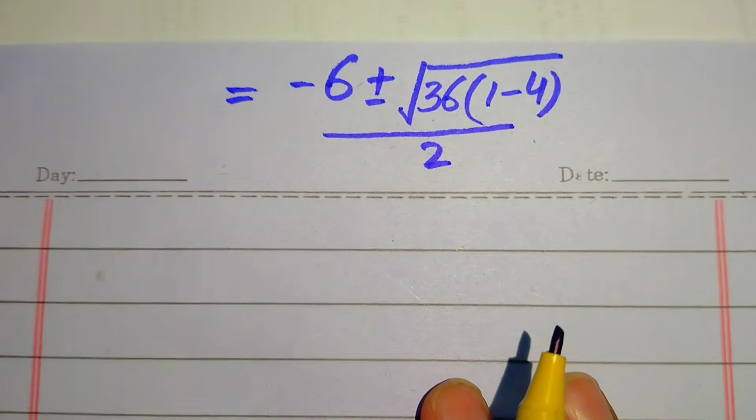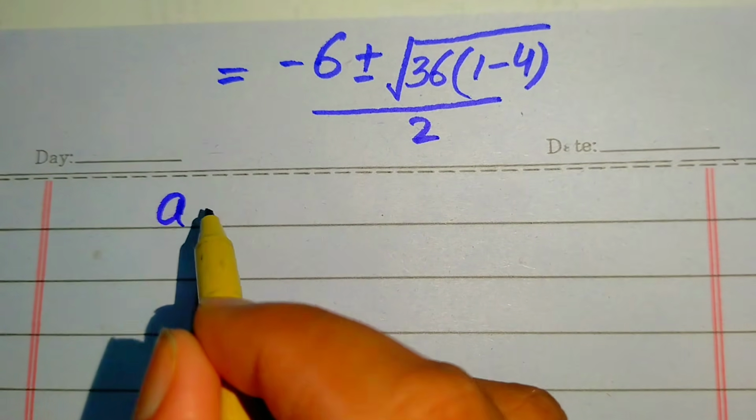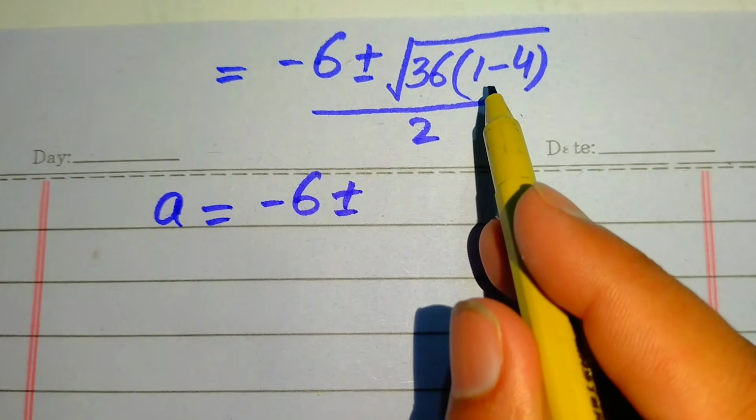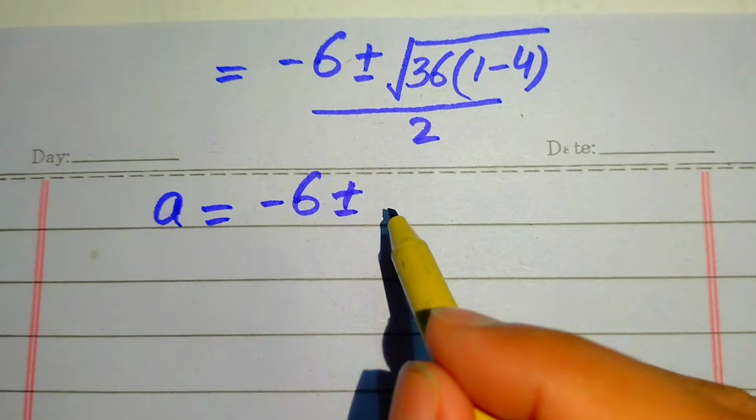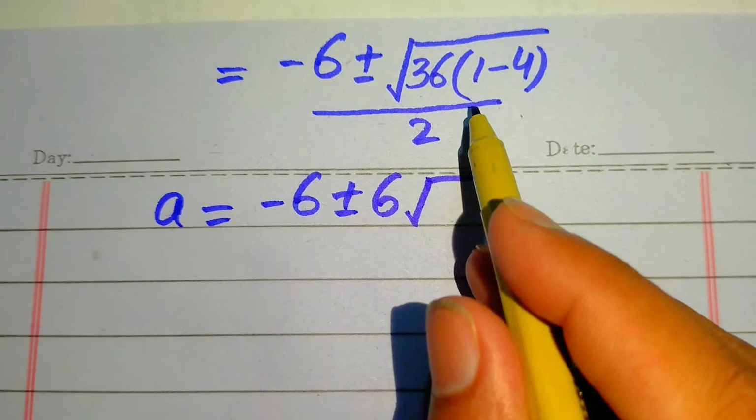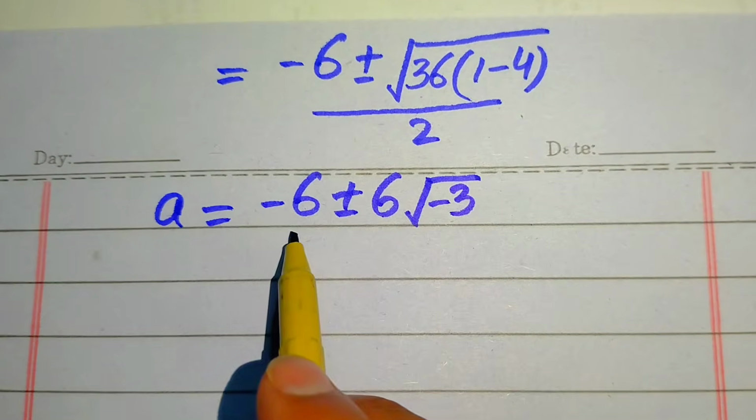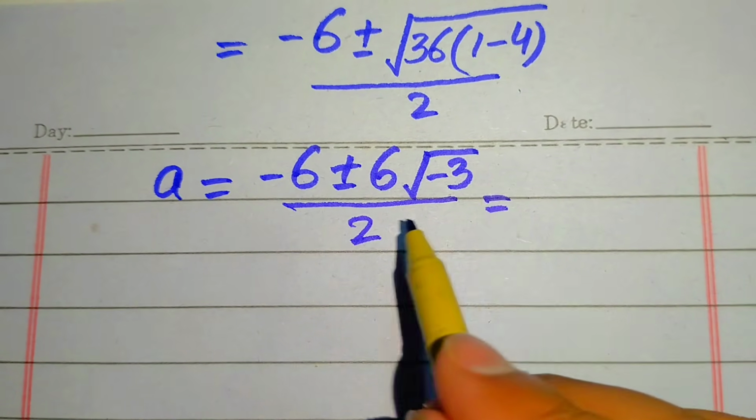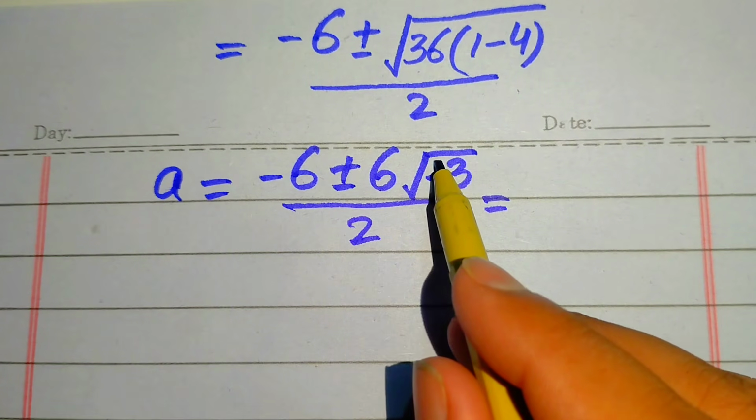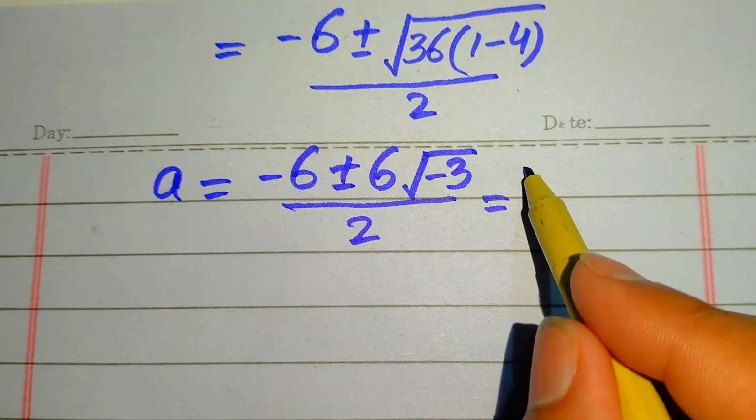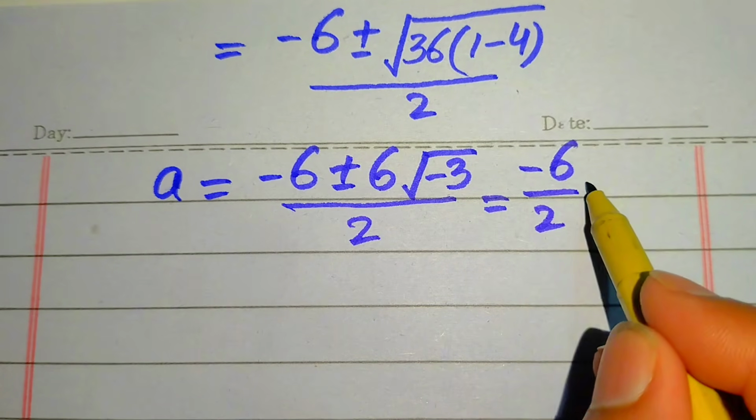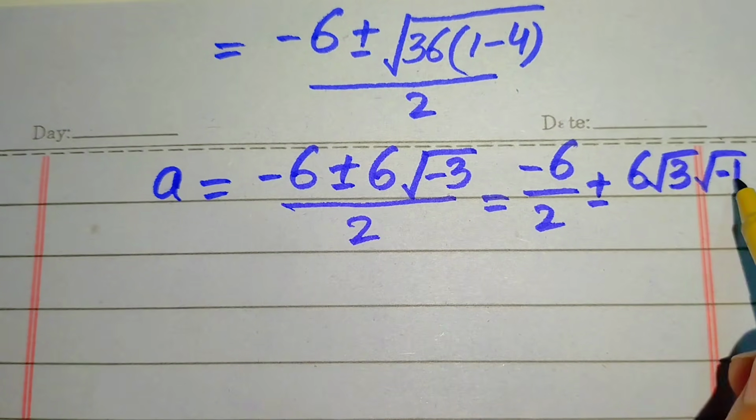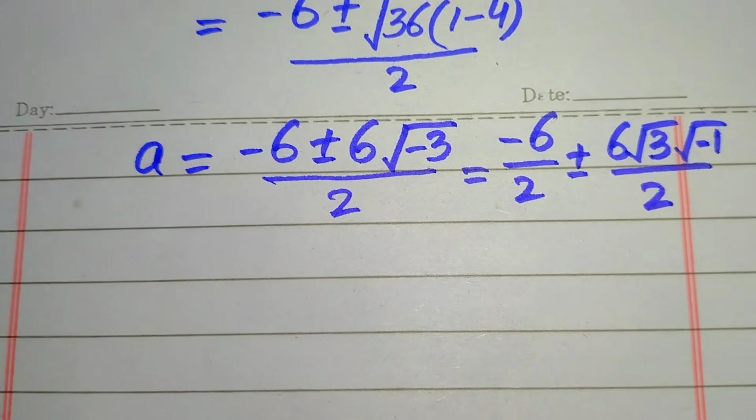And now in the next step we need more simplifications here, and we get a equals minus 6 plus minus. Here we apply square root separately on both of these two values, and we know that the square root of 36 becomes 6, and the square root of 1 minus 4 becomes minus 3, and it is divided by 2. And now in the next step we need to break this fraction, and we write the square root separately on the negative term and 3, and this will be written as minus 6 divided by 2 plus minus 6 times square root of 3 into square root of minus 1 divided by 2.